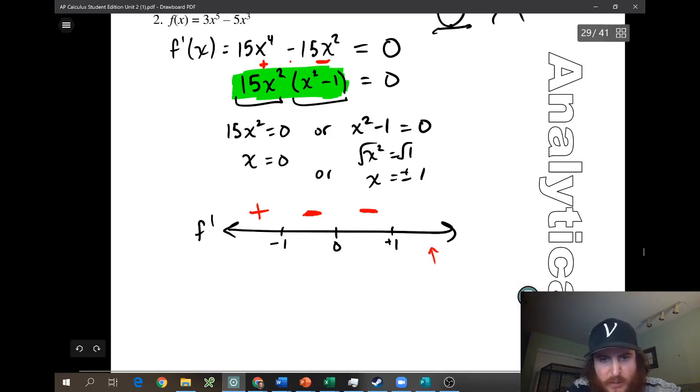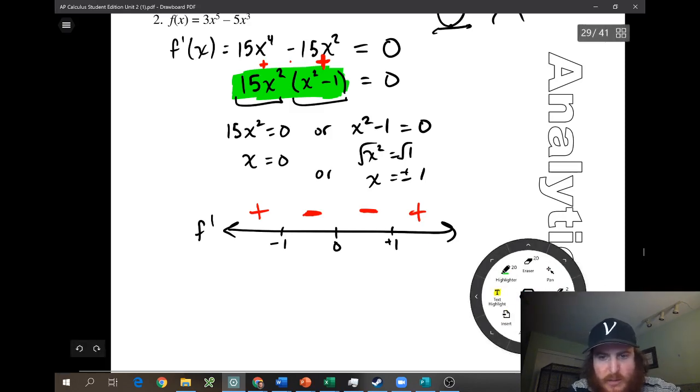And here's something bigger than 1, like 2. 2 squared is 4, and 4 times 15 is positive. Then 2 squared is 4, 4 minus 1 is positive. So a positive times a positive gives us a positive. So again, all we were really caring about was the sign. Was it positive or was it negative? We don't care what the actual answer is.